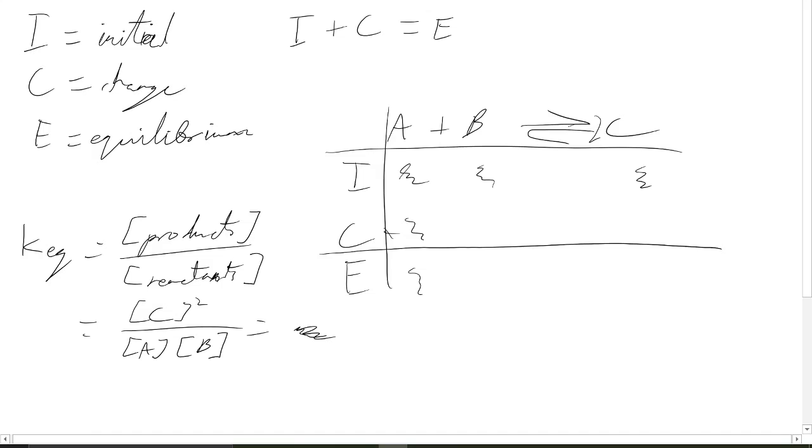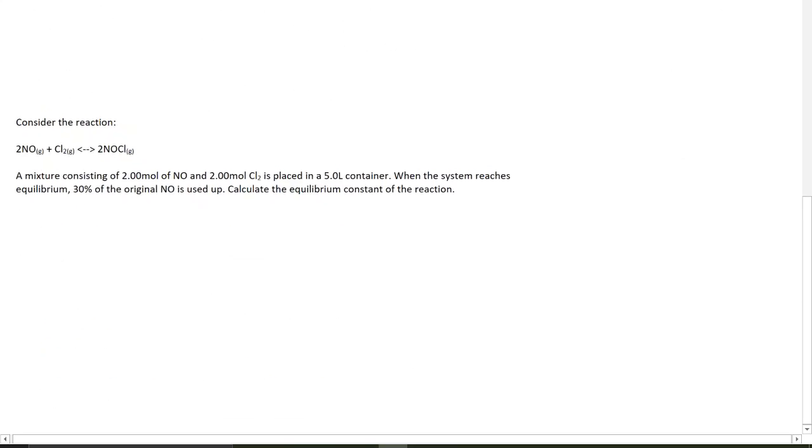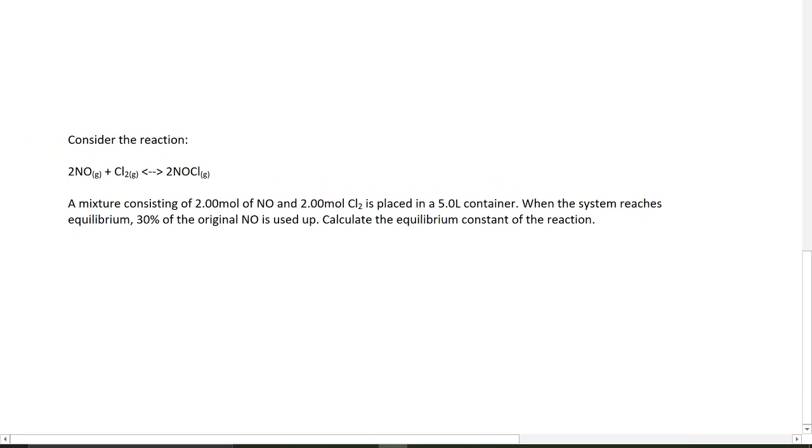So now let's jump into a question. Consider the reaction 2NO(g) plus Cl2(g) equals 2NOCl(g). A mixture consisting of 2.00 moles of NO and 2.00 moles of Cl2 is placed in a 5.0 liter container. When the system reaches equilibrium, 30% of the original NO is used up. Calculate the equilibrium constant of the reaction.